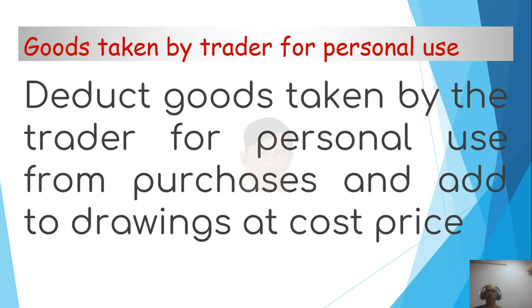Goods taken by trader for personal use. Sometimes the trader may take out some goods for his personal use. So what we have to do is deduct goods taken by the trader for personal use from purchases and add to drawings at cost price. They would have given selling price also, so you should not get confused. You have to always deduct at cost price. So the adjustments will be reflected in two places.